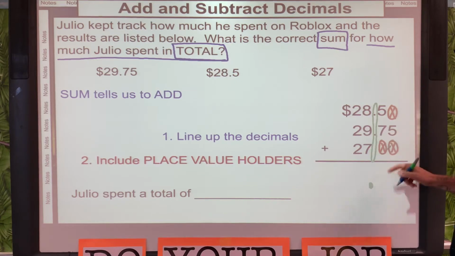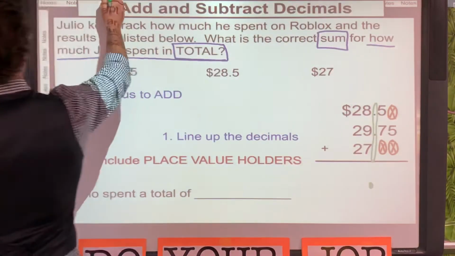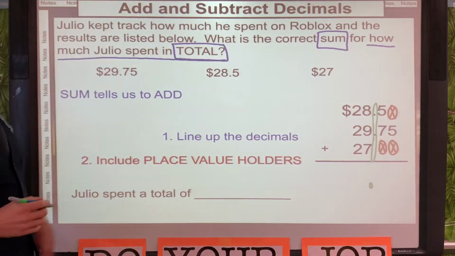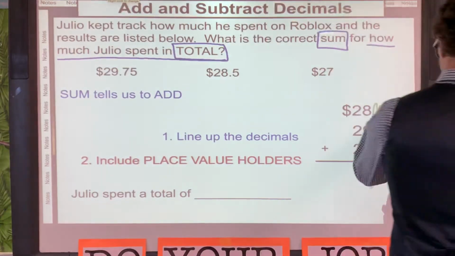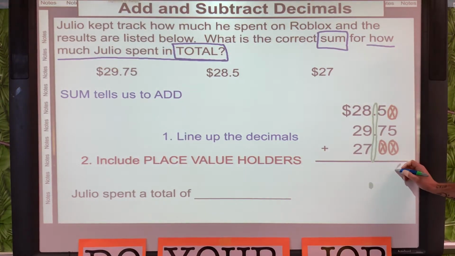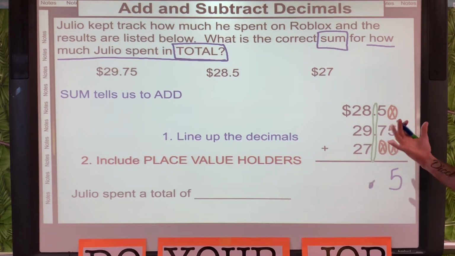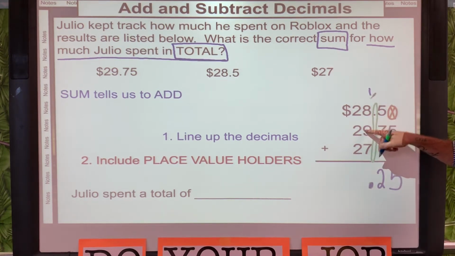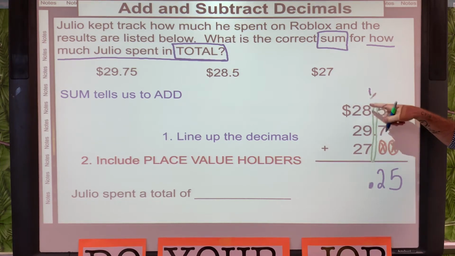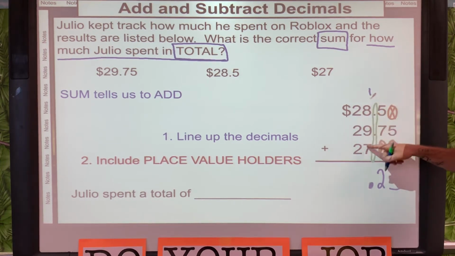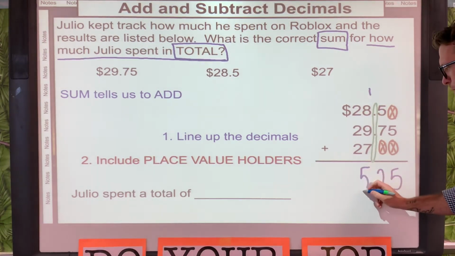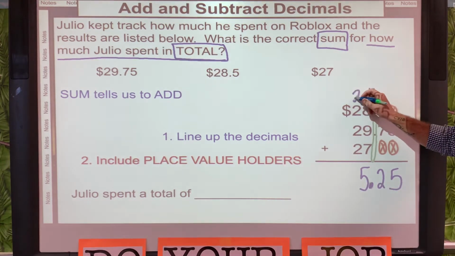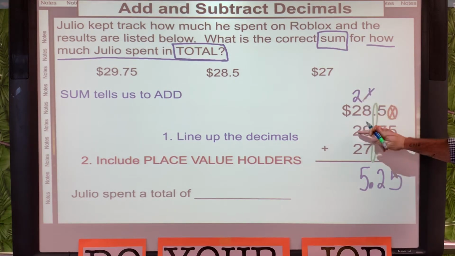Now I can go through, I can add up my values, and I can figure out how much money Julio spent. So let's see. My hundreds place gives me a 5. Oh look, we already have our decimal point there. We don't have to worry about it. 5 plus 7 gives me 12. 9 plus 1 gives me 10. 8 more gives me 18. 7 more gives me a 25. I'm gonna cross this out so I know I used it. 2, 4, 6, 8.